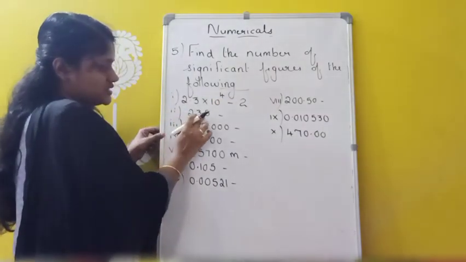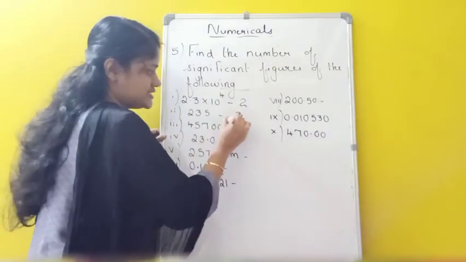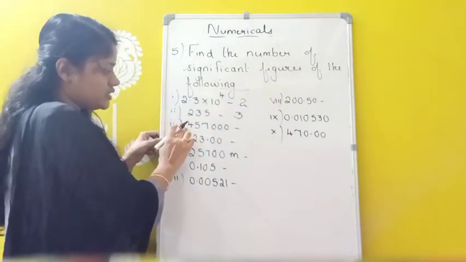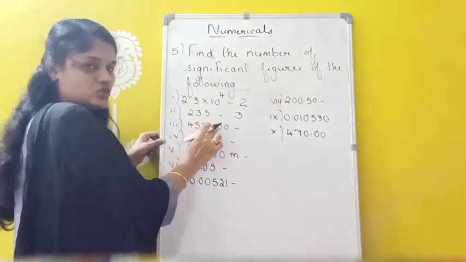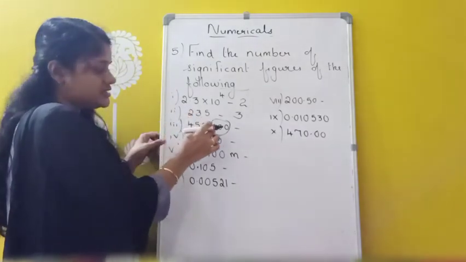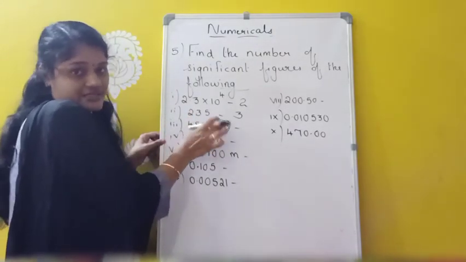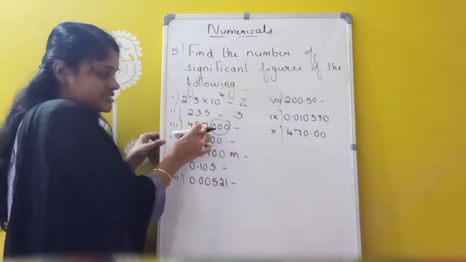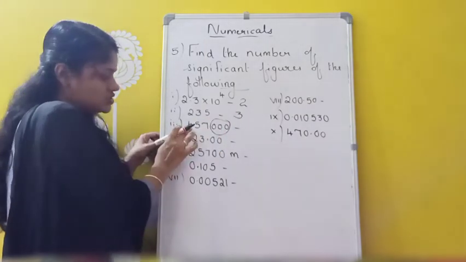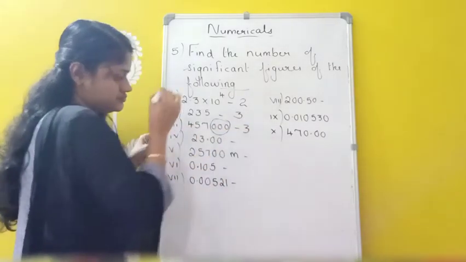Now here 235. So how many numbers are here? 1, 2, 3. So significant figures is 3. So here 4, 5, 7, 0, 0, 0. And these zeros are called trailing zeros, ending zeros. They are not significant. So unless decimal is there, they are significant. But if there is no decimal, these are not significant. So how many significant figures are here? 1, 2, 3.